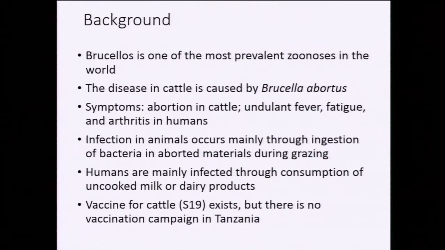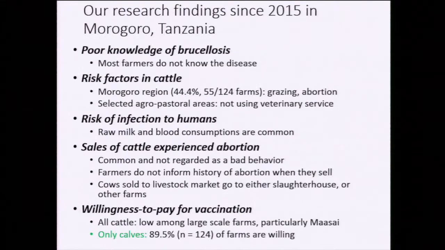Infection in animals occurs mainly through ingestion of bacteria in aborted materials, particularly during grazing, and vertical transmission also exists. Humans are mainly infected through consumption of unpasteurized milk or dairy products. A vaccine exists, S19, but there is no vaccination campaign in Tanzania. This is the situation.